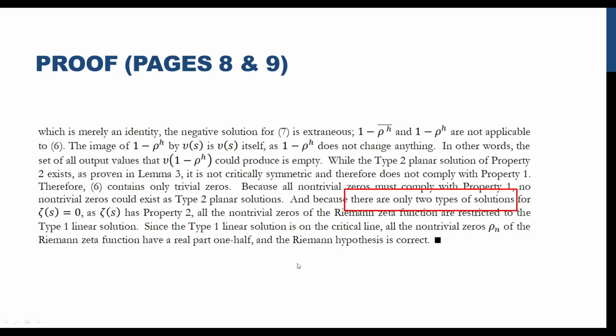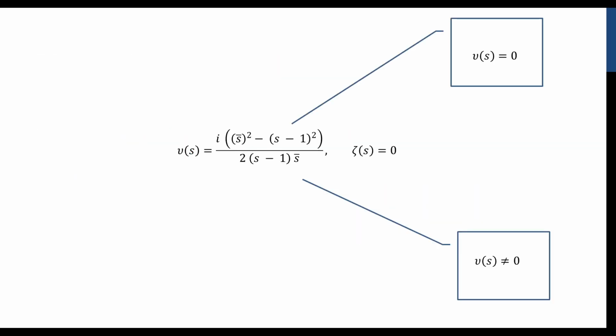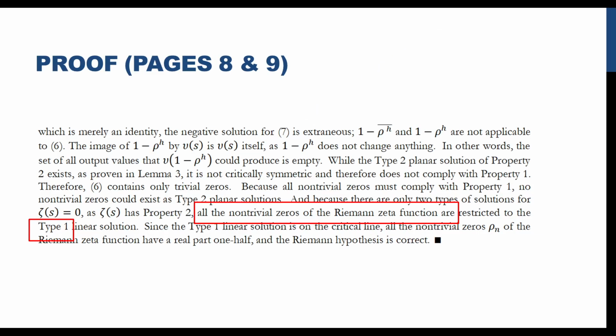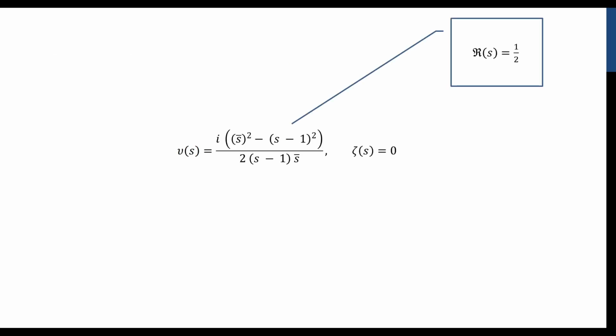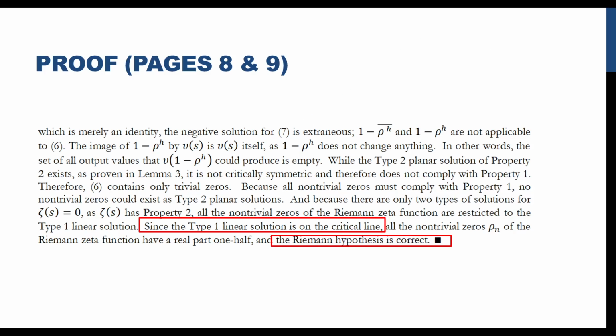But there are only 2 types of solutions for zeta equals 0, as you saw when you drop out whenever zeta is 0. And we just showed that there are none that are critical or critically symmetric in the second type. The first type is all real part 1/2. There's only 2 types. So all the non-trivial zeros of the Riemann zeta function are type 1, but those are all real part 1/2. What does that mean? The Riemann hypothesis is correct.